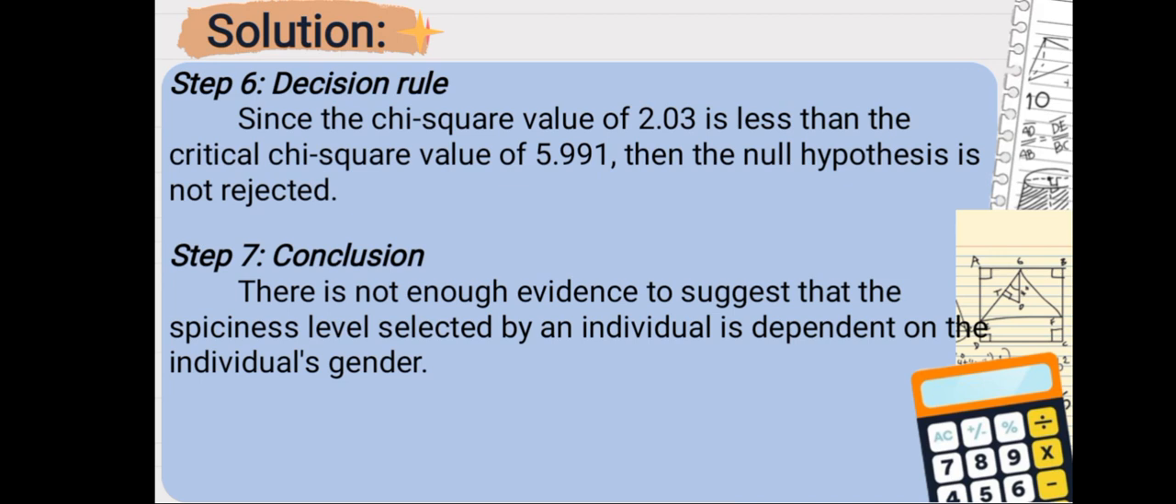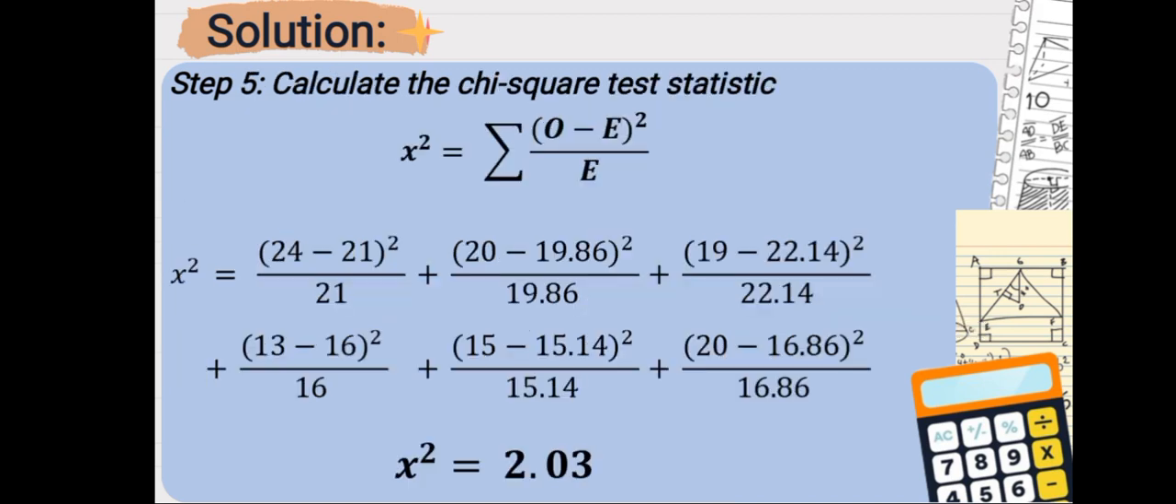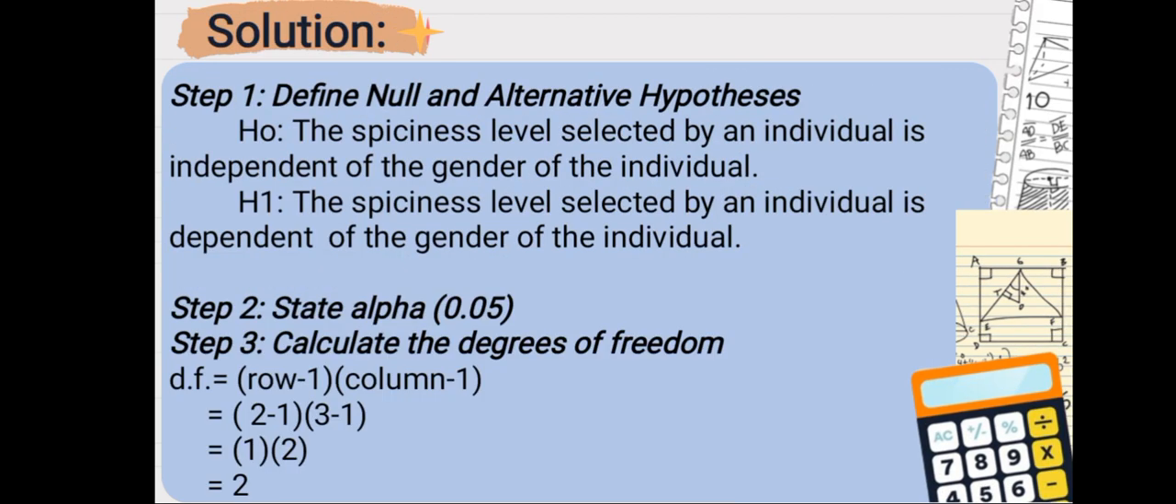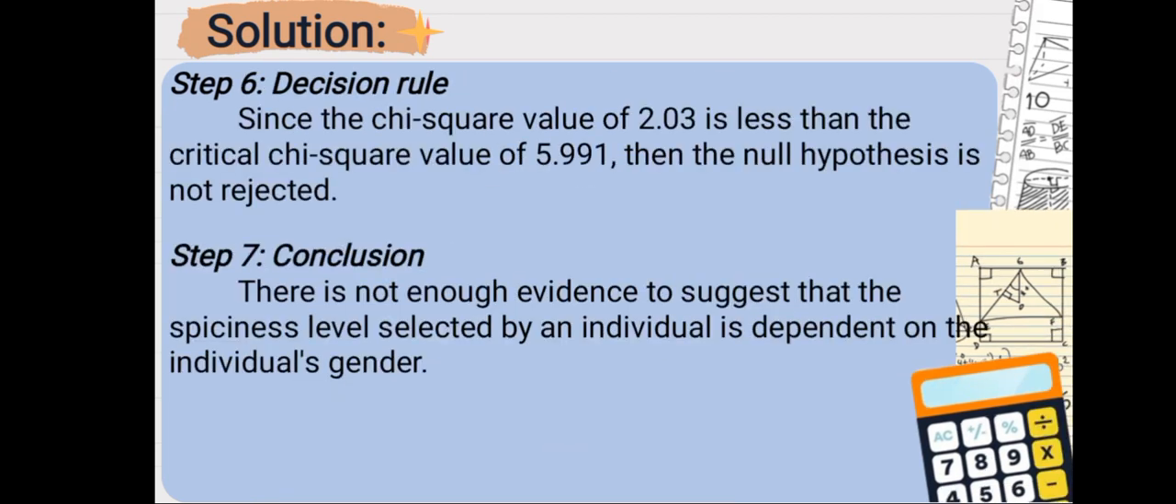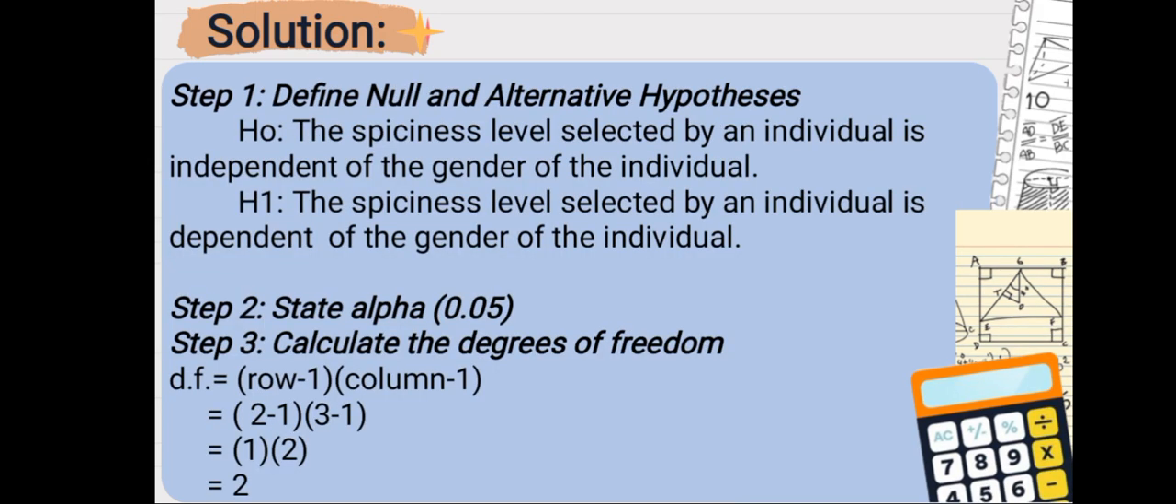So the critical value is greater than the chi-square, so we have to accept HA. Let's go back to our HA. What is our HA here? Maybe our HA here is wrong. There is not enough evidence to suggest that the spiciness level selected by an individual is dependent.